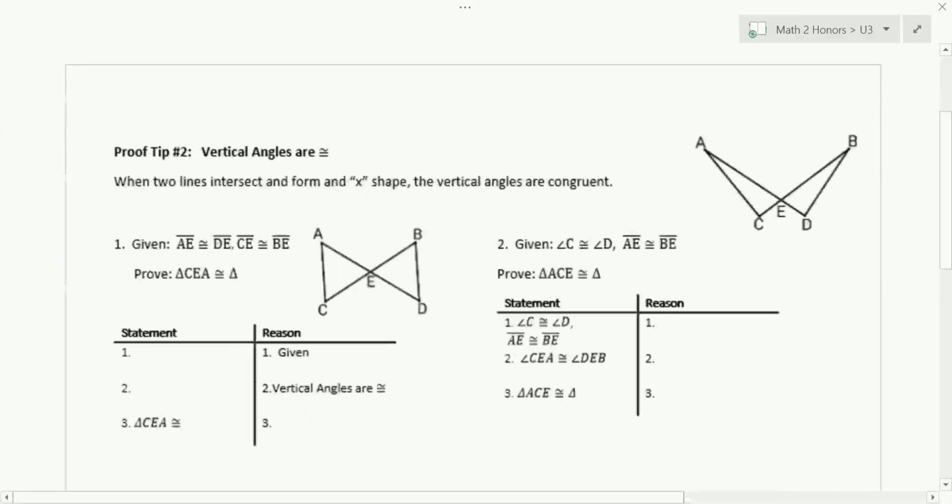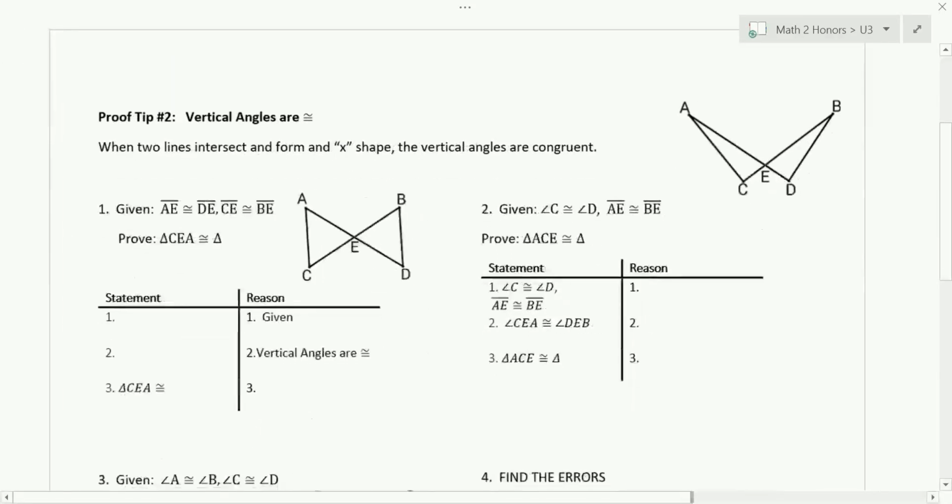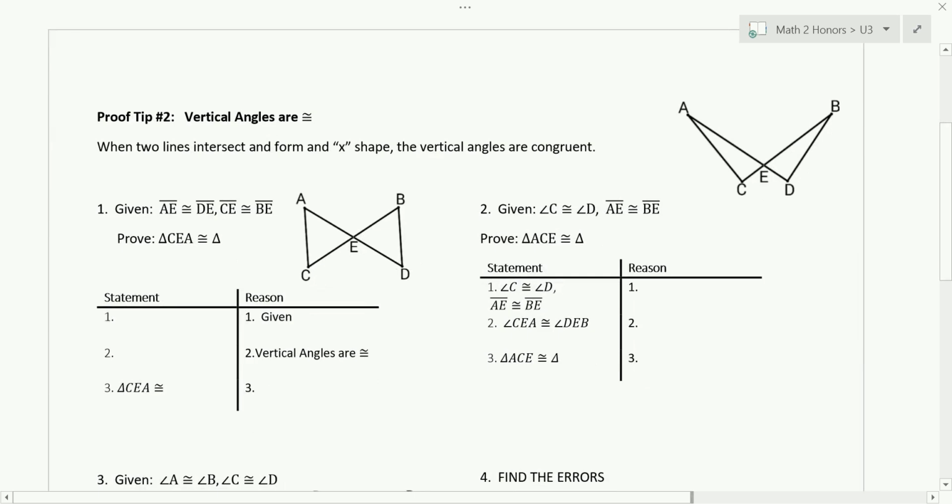Okay, so tip 1 is on looking for shared sides, using that reflexive property of congruence. Another thing you always want to look at when you're proving is vertical angles. You guys have already started to do that on your last homework, but I just want to give that to you a little more formally here.